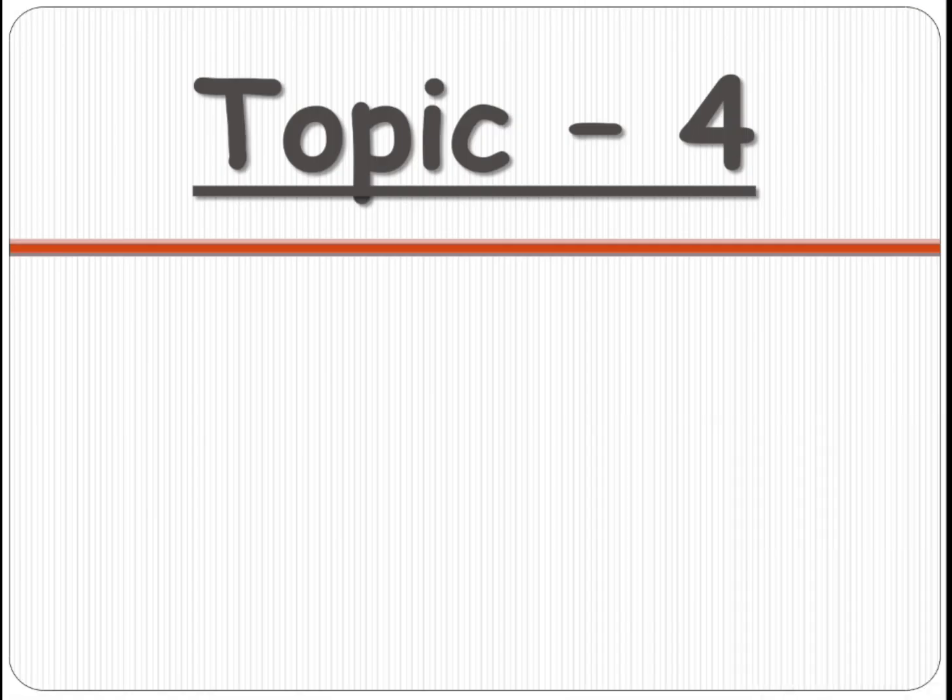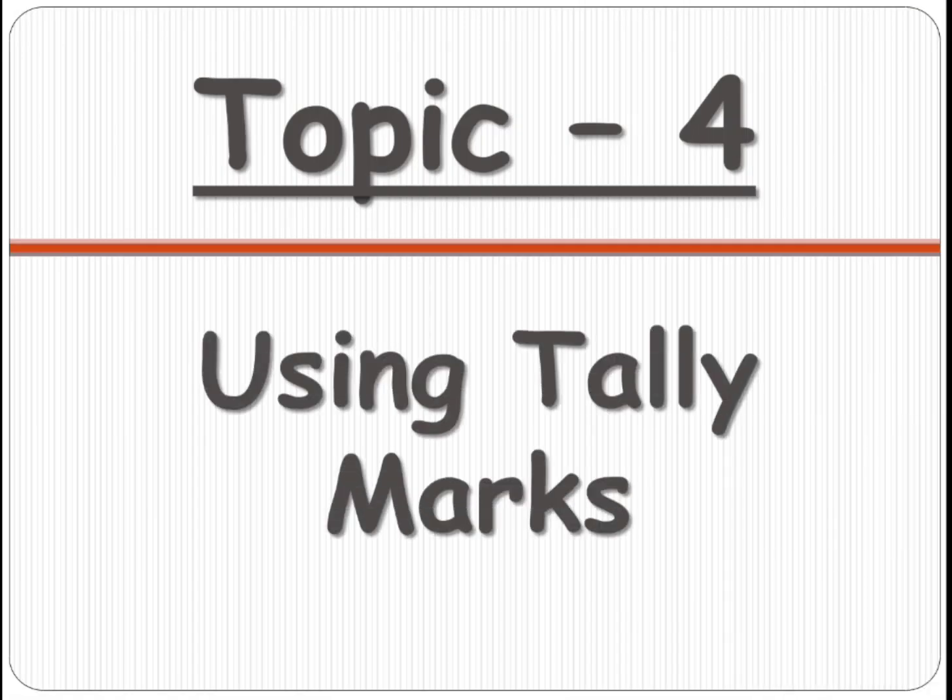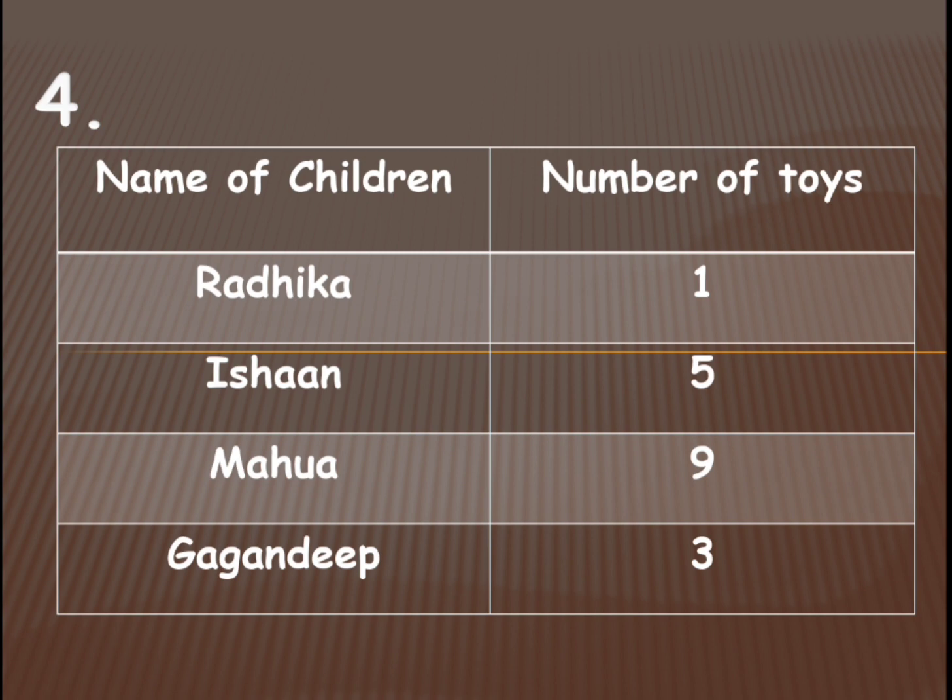So in the last topic, the fourth topic, we are going to learn how to use tally marks. Okay, so let's see what tally marks are and how we have to use them. In the question they have given a table with the name of the child and the number of toys they have. If you look at the table, Radhika has one toy, Ishan has five toys, Moha has nine toys, and Gagandeep has three toys. So these are the number of toys the children have.